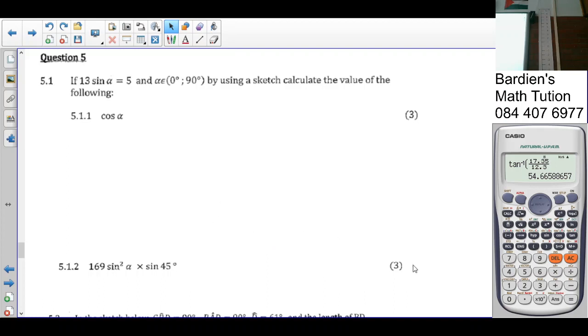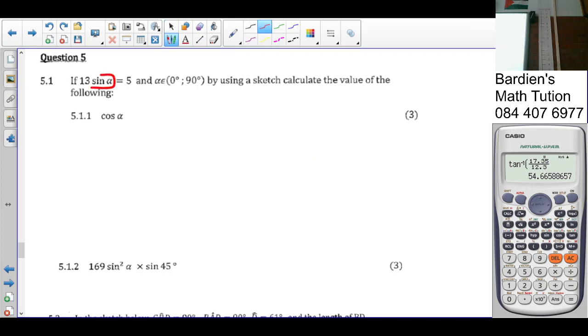If 13 sine alpha is equal to 5 and alpha is an element of 0 to 90, what does 0 to 90 mean? Must be in the first quadrant, not so? So it will be in your first quadrant. By using a sketch and a calculator, find the value of the following.